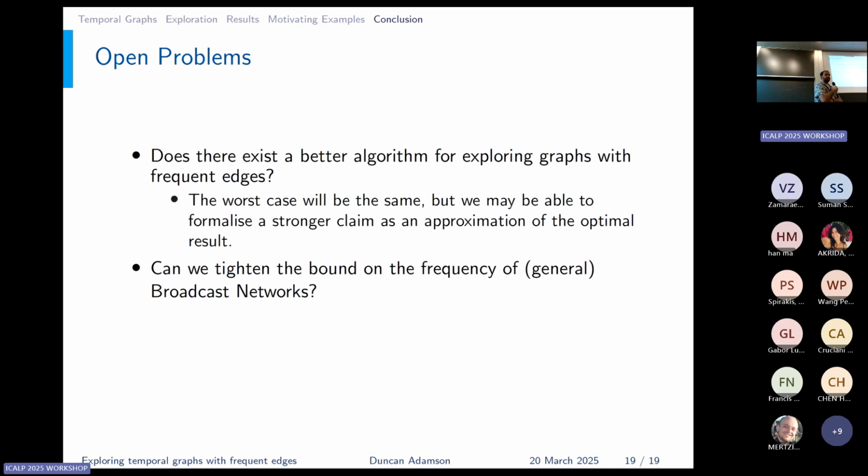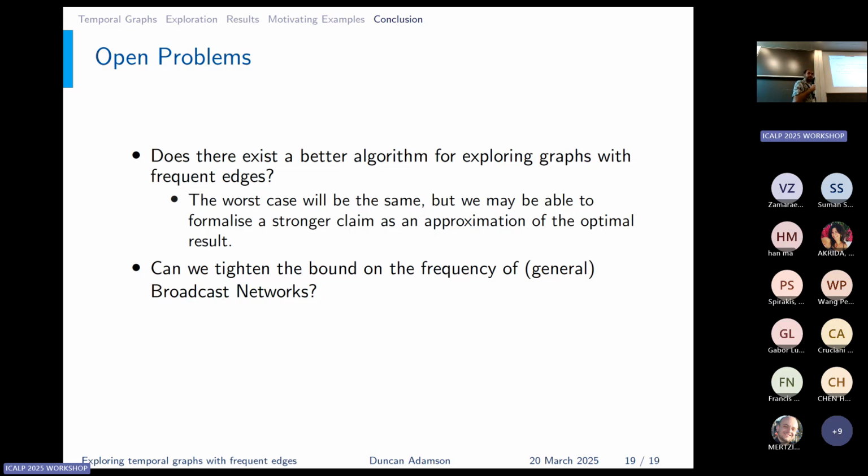So I'm just going to end with a couple of open problems. Firstly, can we get a better algorithm for exploring graphs with frequent edges? We do have a worst case bound, which gives us a lower bound of the weight of the minimum weight spanning tree times 2 minus a small constant. But we believe that we can probably make a slightly stronger claim that there is a better algorithm for exploring it, especially when we have a uniform frequency across the graph.